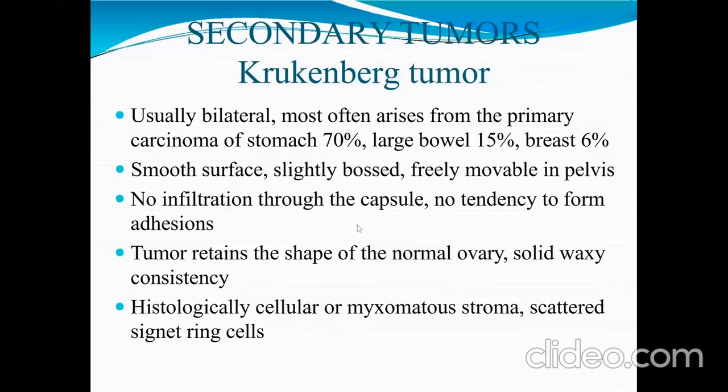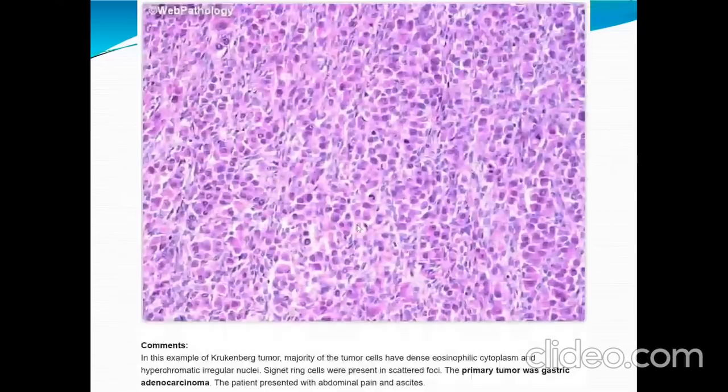Histologically, cellular or myxomatous stroma can be seen and scattered signet ring cells can be seen. Here we have the photomicrograph. We can see the majority of the tumor cells have dense eosinophilic cytoplasm and hyperchromatic irregular nuclei. Signet ring cells are present in scattered foci. The primary tumor for this can be a gastric adenocarcinoma.